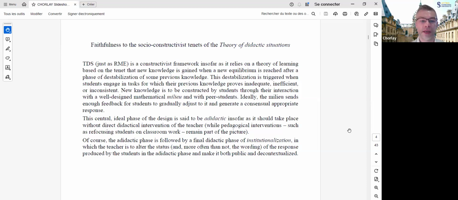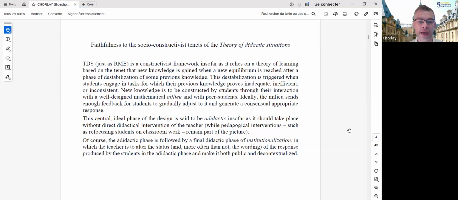Ideally, the milieu sends enough feedback for students to gradually adjust to it and generate a consensual, mathematically appropriate response. This central ideal phase of the design, the interaction between students and the mathematical milieu, is said to be adidactic insofar as it should take place without direct didactical intervention of the teacher. Well, of course, pedagogical interventions, refocusing, making everyone speak, etc., remain part of the picture.